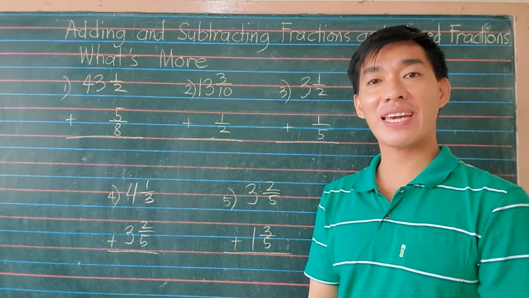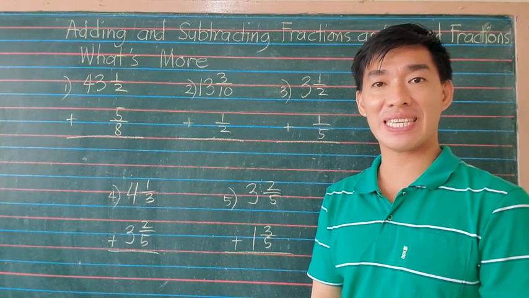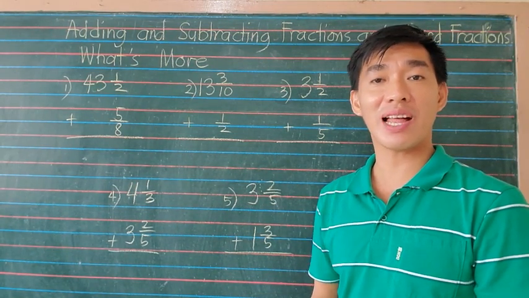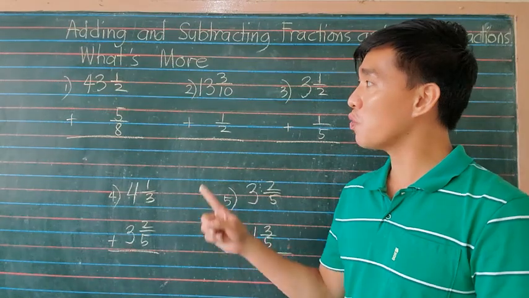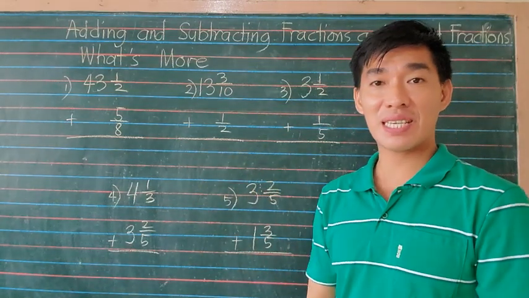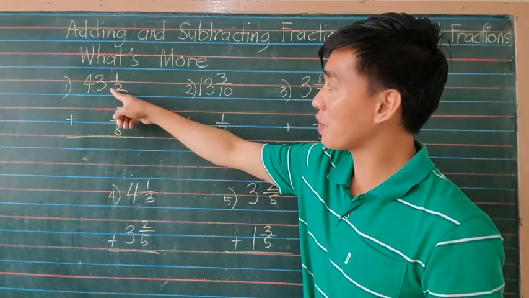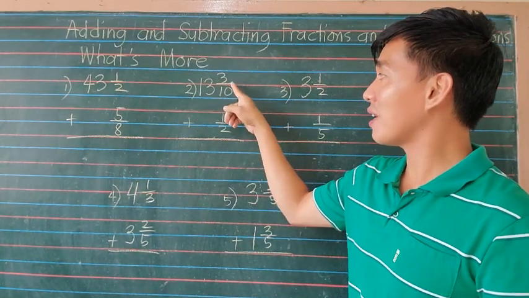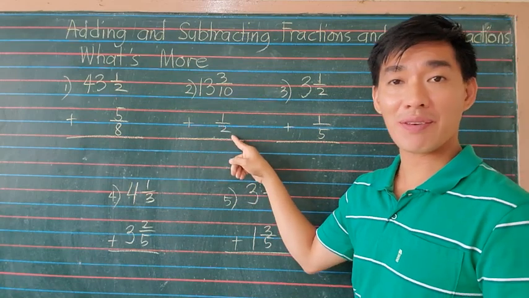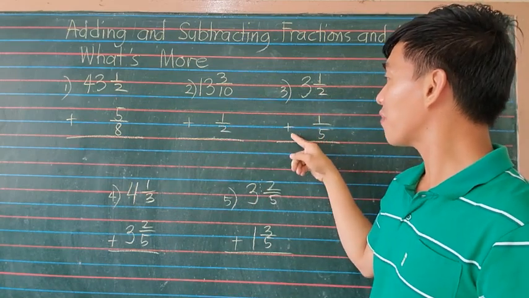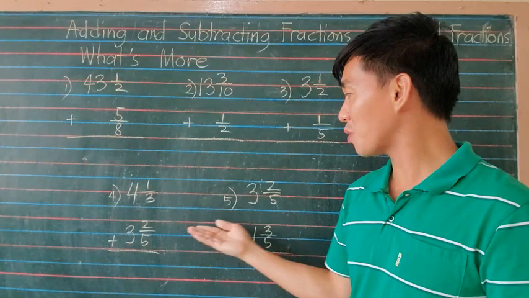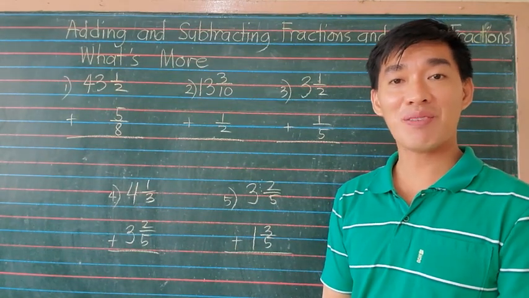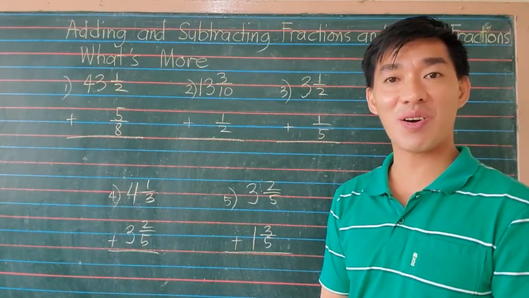Let us now try to answer the following activity. This time, this is really a challenge for you because you will be adding dissimilar fractions. 43 and 1/2 plus 5/8. 13 and 3/10 plus 1/2. 3 and 1/2 plus 1/5. Up to number 5. Now, pause this video and answer your activity.